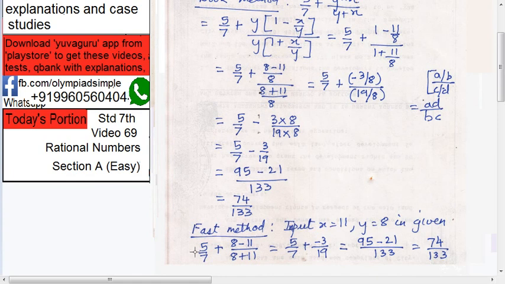So 5 upon 7 plus this y minus x, 8 minus 11 upon y plus x, 8 plus 11. So it becomes minus 3 upon 19 over here. 5 upon 7 plus minus minus, so 5 upon 7 minus 3 upon 19. See this same expression, you directly skipped everything over here. So it becomes again the same logic: 95 minus 21 by 133, 74 by 133.